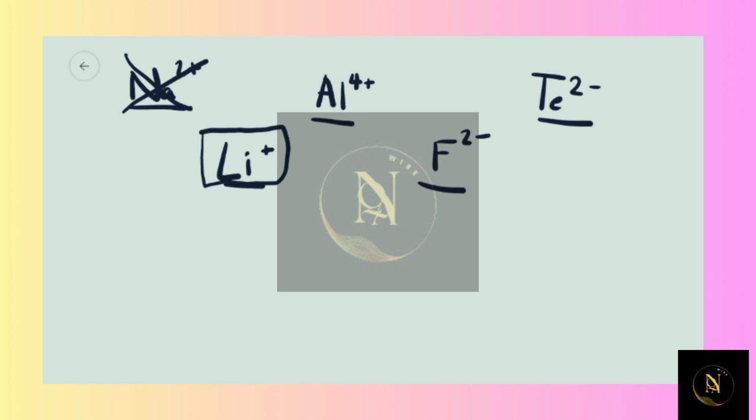Aluminum 4+. So aluminum has 3 electrons in its valence shell, so it would be willing to lose those 3 to gain an isoelectronic electron configuration with that of its nearest noble gas. Anything more than that would not be thermodynamically favored, so it would not be typically seen in this 4+ ion. So I'm going to go ahead and get rid of that one.